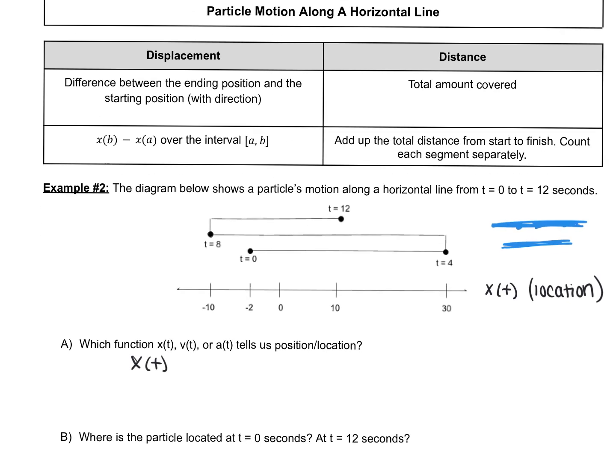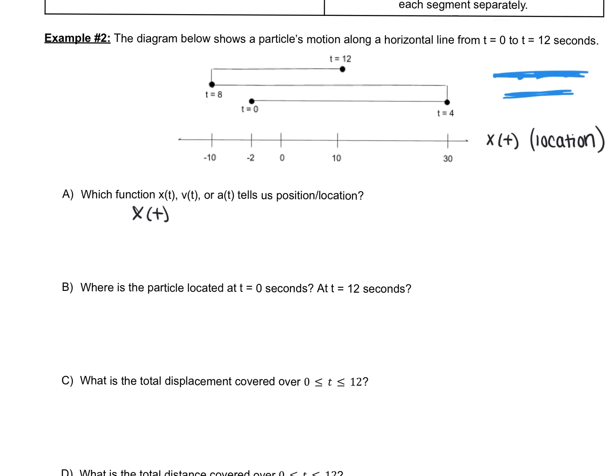So let's go to the next part. Where is the particle located at time equals 0 seconds? Well, at 0 seconds, time is 0, not this 0. Time is 0. I am located at -2 on that horizontal line. So at time equals 0, location is -2. And what that corresponds to is x of 0 equals -2. So the standard position gives us where we are located.